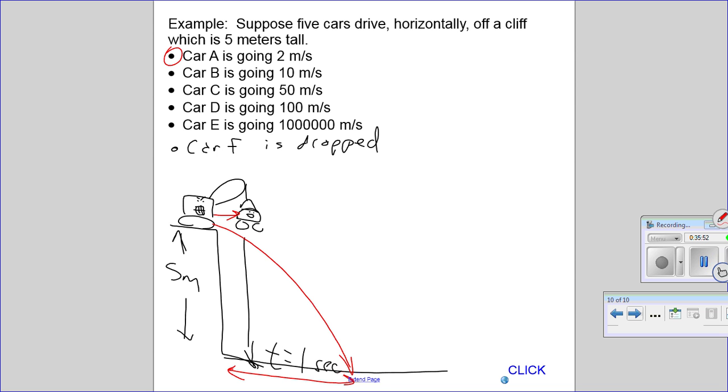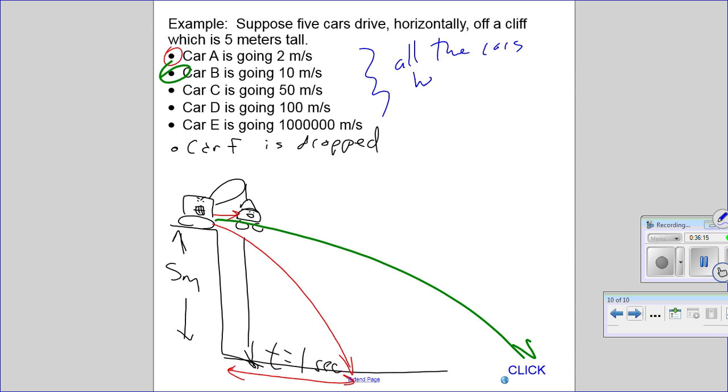Car B is going faster. It's going 10 meters a second. So in the 1 second that it takes to fall, it's going to go horizontally 10 meters. So it's going to land 10 meters away. The idea is this. All the cars here begin with a Vx, right? They've all got a horizontal velocity.